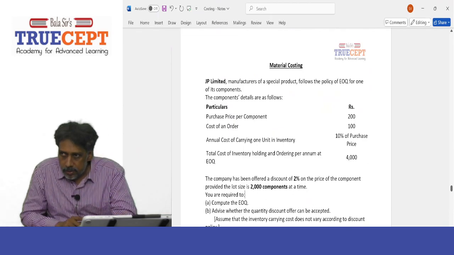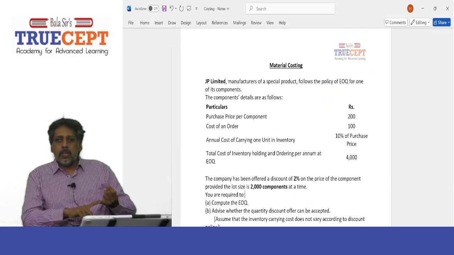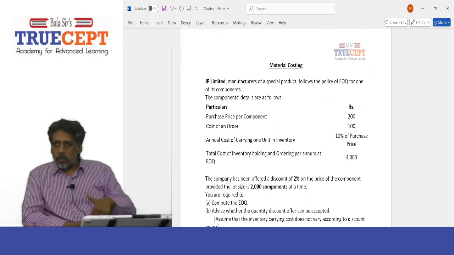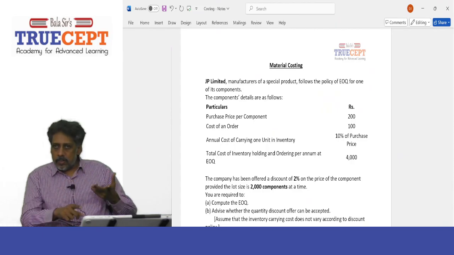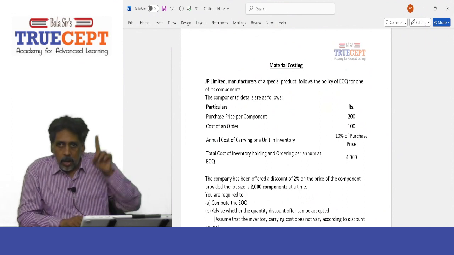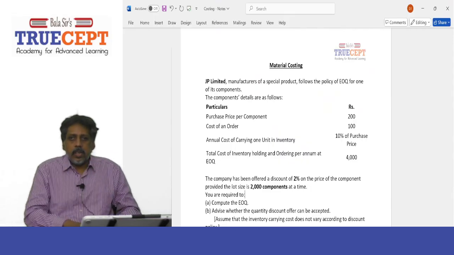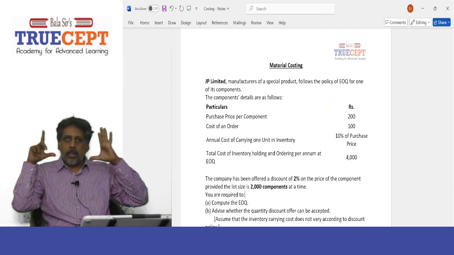4,000 rupees. And you should know by now, at EOQ, the amount of ordering cost and the amount of carrying cost on a per annum basis will be the same. I can say the 4,000 can be split into two. That means rupees 2,000 will be the annual ordering cost. Another 2,000 will be the annual carrying cost. Remember, at economic order quantity, the annual ordering cost will be equal to annual carrying cost.